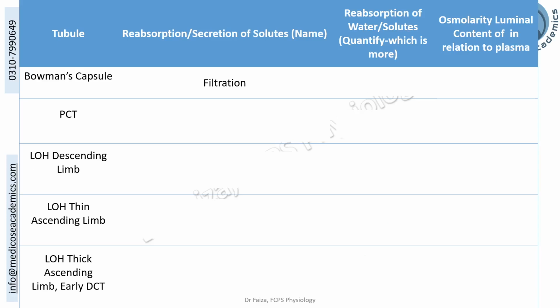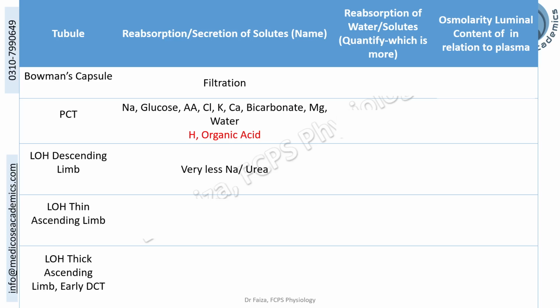So let's revise quickly. Bowman's capsule is for filtration. In the proximal convoluted tubule, there is reabsorption of almost everything: sodium, glucose, amino acids, chloride, potassium, magnesium, and secretion of hydrogen and organic acids. The descending limb absorbs very little sodium and urea but is highly permeable to water. The thin ascending limb has very low reabsorptive capacity. In the thick ascending limb, sodium, potassium, chloride, and calcium are reabsorbed, and hydrogen is secreted.